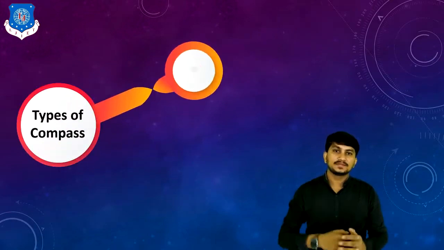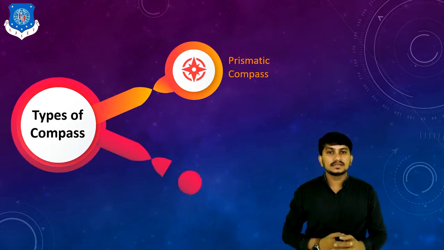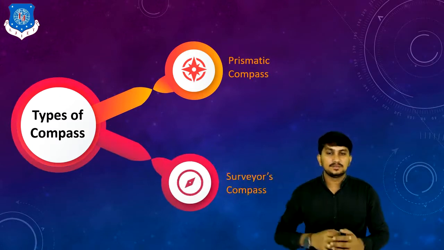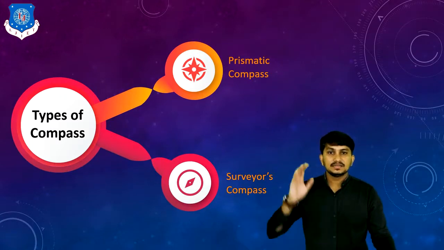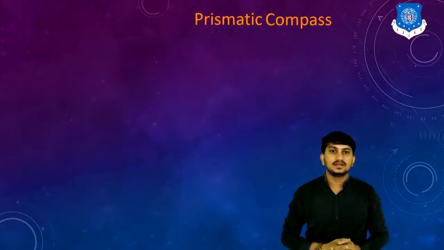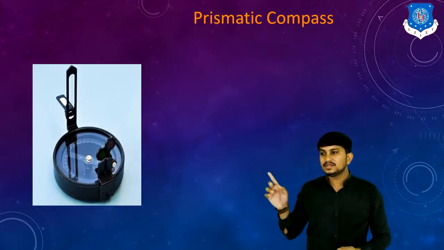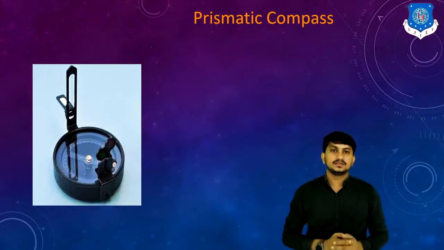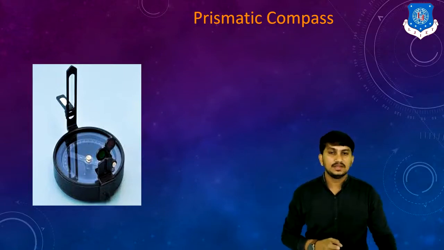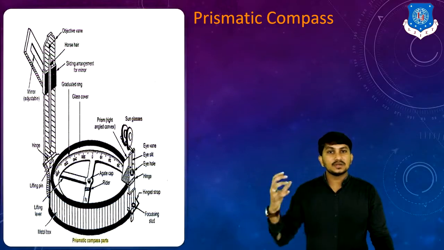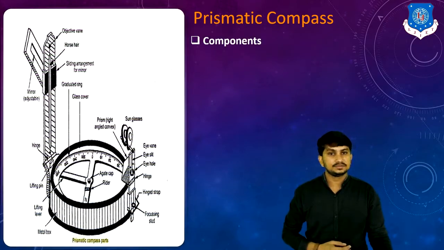Compasses are of two types. First is the prismatic compass and second is the surveyor's compass. First we will discuss the prismatic compass. This is the image of a prismatic compass. You can clearly see the prism in it. So it is called a prismatic compass. We will discuss the components of the prismatic compass one by one.